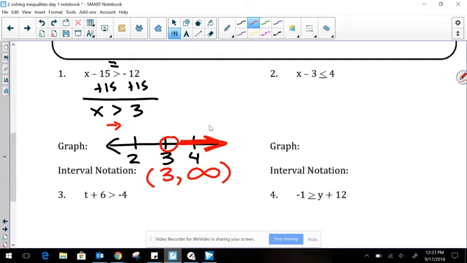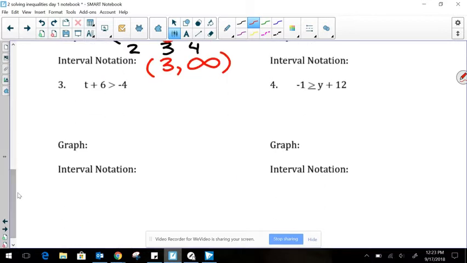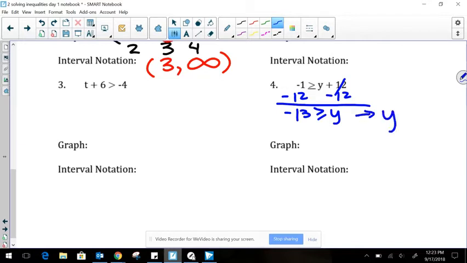So now if we look at number 4, I'm still solving for y. So I'm going to subtract 12 from both sides. So I get negative 13 is greater than or equal to y. We always want the letter on the left side. So I need to rewrite this. So y is on the left, and then my sign needs to be consistent. Right now, it is eating this negative 13. It still needs to be eating the negative 13. So then I'm good. Now I can go ahead and graph.